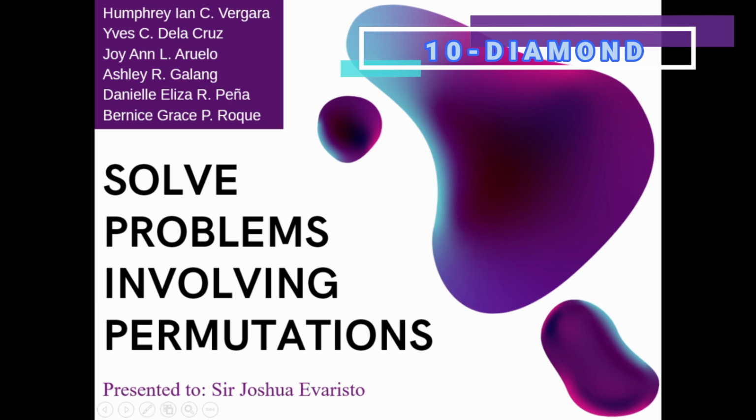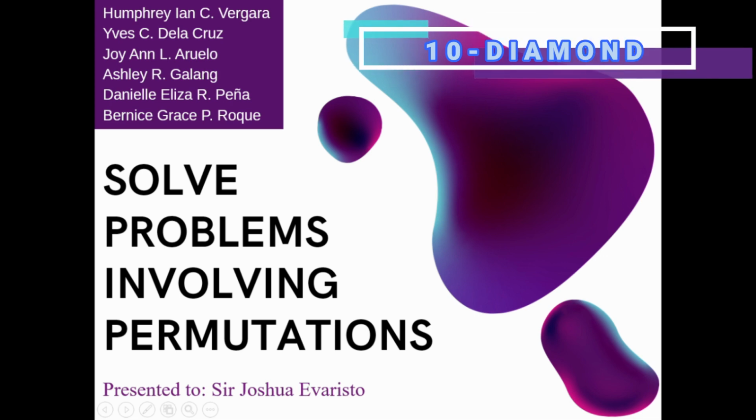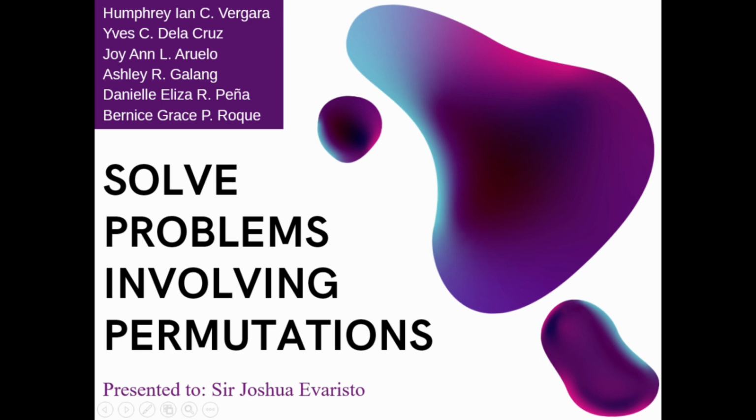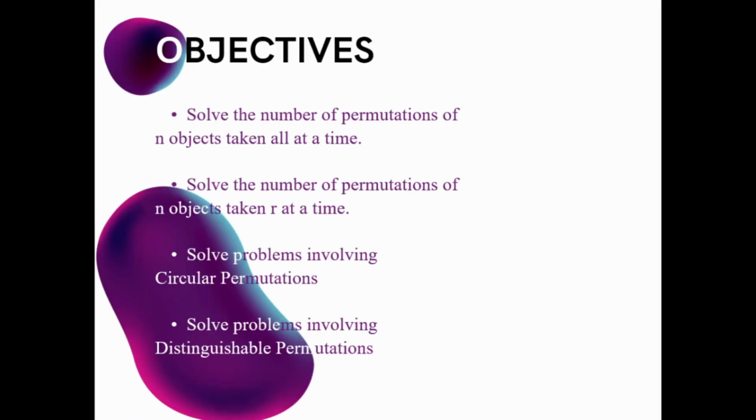On today's topic, we will be discussing how to solve problems involving permutations. But before we get started, allow me to show you our objectives. At the end of this lesson, you should be able to solve the number of permutations of n objects taken all at a time, solve the number of permutations of n objects taken r at a time, solve problems involving circular permutations, solve problems involving distinguishable permutations.